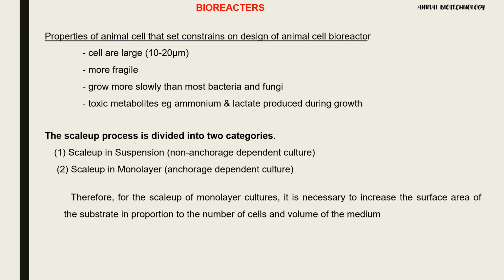Certain features to be kept in mind while designing animal cell bioreactors are: animal cells are fragile and larger in size. Growth rate is slower when compared to bacterial and fungal growth. Animal cell lines also release certain toxic substances like ammonia and lactate during growth. Hence, it should be monitored and removed.